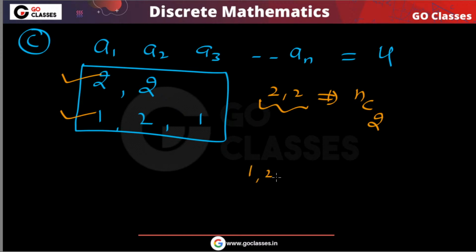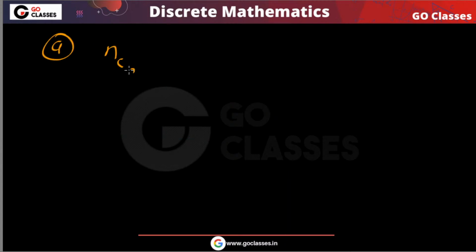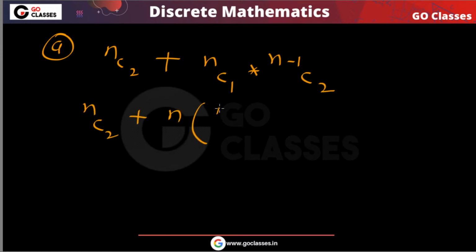And how many for the other case? From these n elements, you select one element, and that element you take twice. From the remaining elements, you select two elements, and they will be taken once each. So this is your answer. The answer is nC2 plus nC1 into (n minus 1)C2. So the answer is nC2 plus n times (n minus 1)C2. This is your final answer for option A.